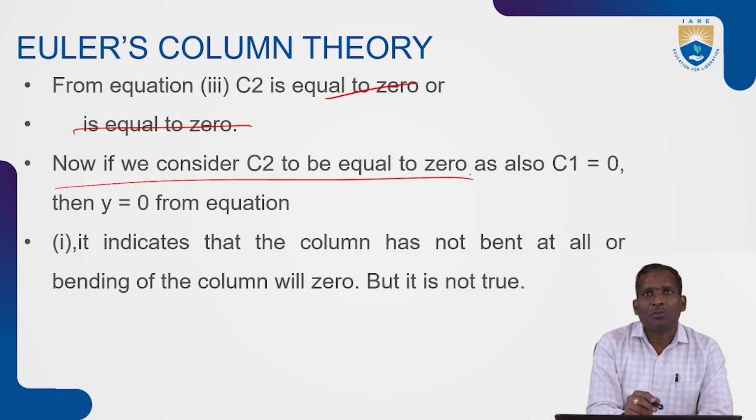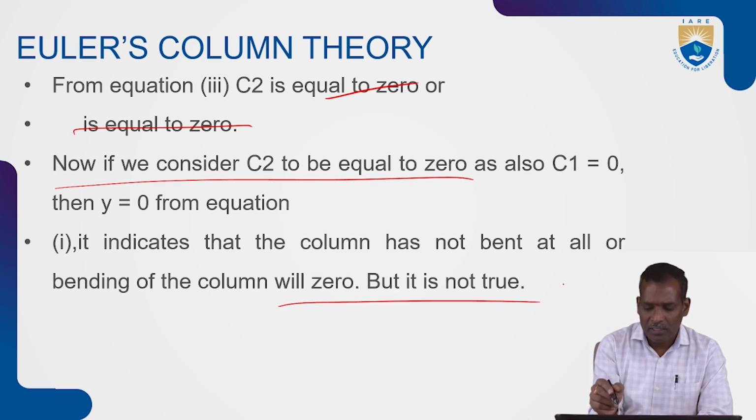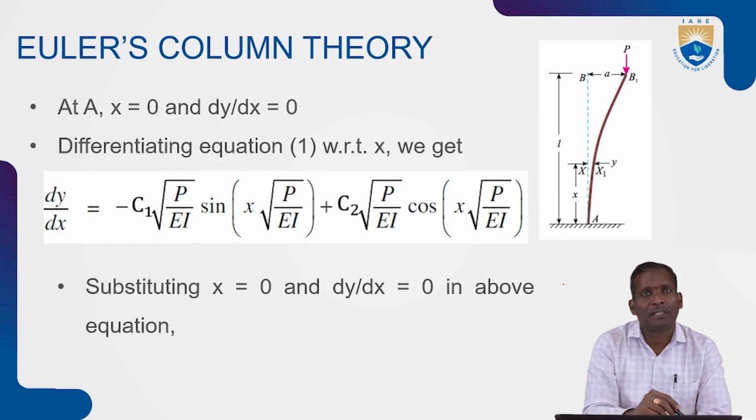Now if we consider C2 to be equal to 0 as well as C1 equal to 0, it indicates the column has not bent at all, or the bending of the column is 0, but that is not true. We have already derived this in the first condition.